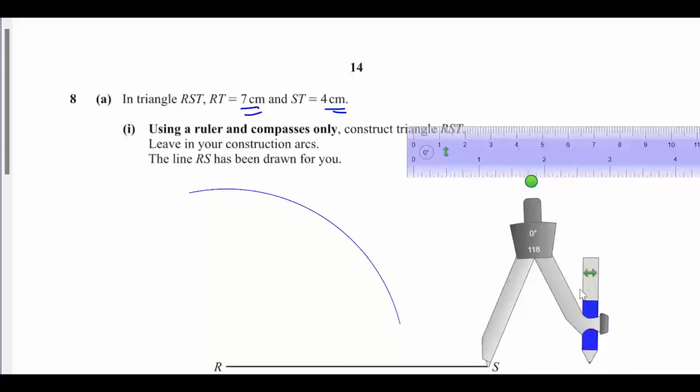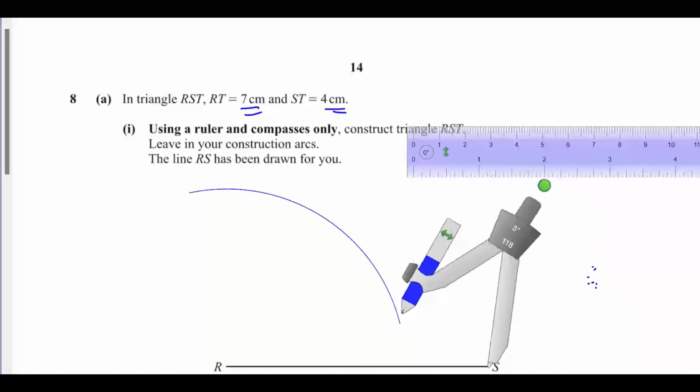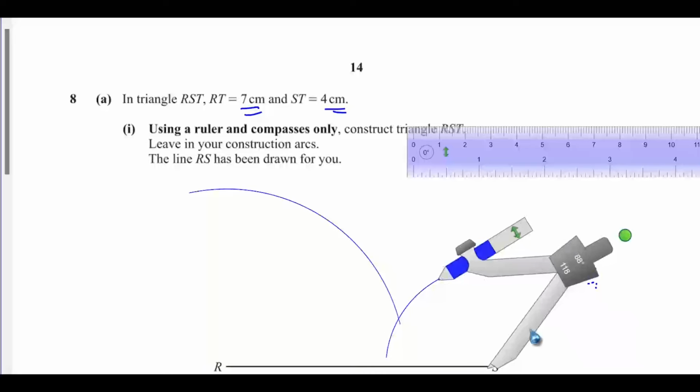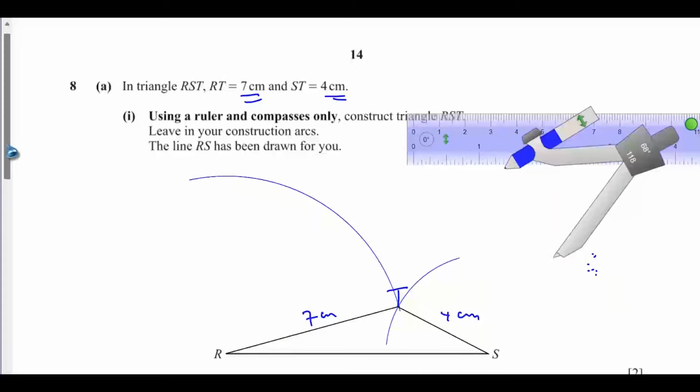So we can easily do this now. Let's draw an arc. It should be somewhere around here. So this is where they meet. So I can easily join these two points together. This will be R to this point here. Good. And I can join this one from here as well to this point here. So this will be point T. So we know that the value of RT is 7 centimeters and the value of ST is 4 centimeters. So that is how to construct that.